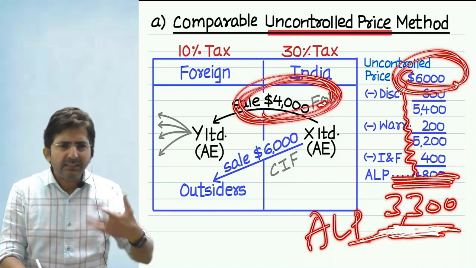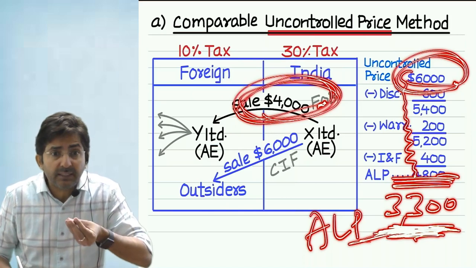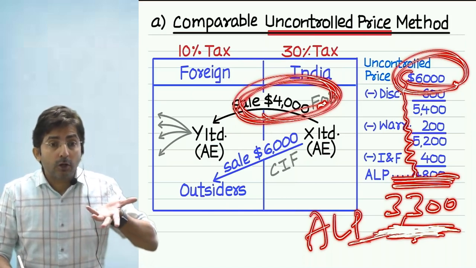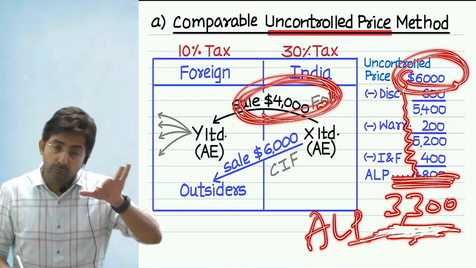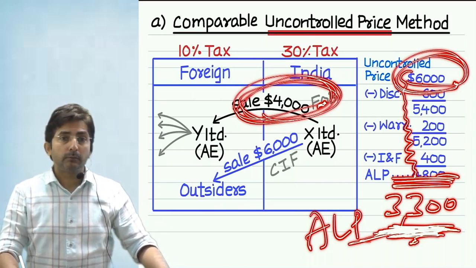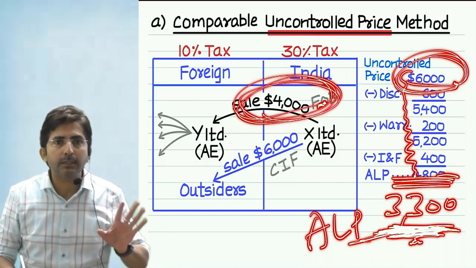Are you feeling the amounts? You know what did I say? ALP is 3300, whereas assessee had declared 4000, means he is declaring more income. Will government say like this? You should not declare more income. You should reduce your profits now. Obviously government will not say like this.